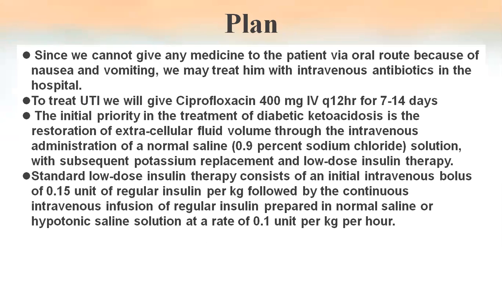The initial priority in treatment of diabetic ketoacidosis is restoration of extracellular fluid volume through intravenous administration of normal saline, 0.9% sodium chloride solution, with subsequent potassium replacement and low-dose insulin therapy. Standard low-dose insulin therapy consists of initial IV bolus of 0.15 unit of regular insulin per kg, followed by continuous intravenous infusion of regular insulin prepared in normal saline or hypotonic saline solution at a rate of 0.1 unit per kg per hour. That's all.